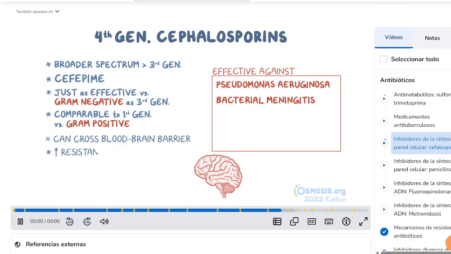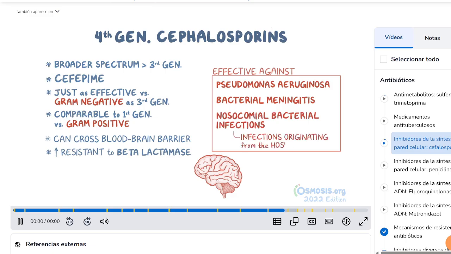It's also more resistant to beta-lactamases than any other cephalosporin, so they're often used to treat nosocomial bacterial infections, or infections originating from the hospital. However, cefepime is still ineffective against MRSA, just like the other cephalosporins.